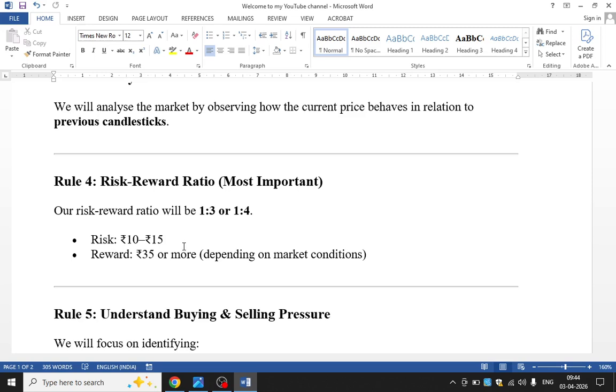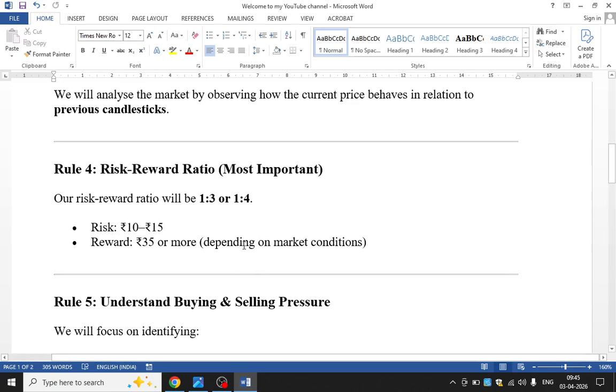And for the reward, I have kept 35 rupees, but it will be more and it should be more, and it could be increasing depending on the market. We are not going to exit unless and until there is some movement in the market. Okay, so if the price goes against us and hits 10 rupees, then we are out of the trade.